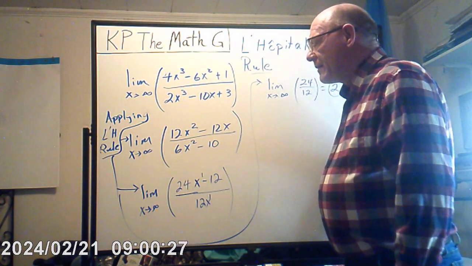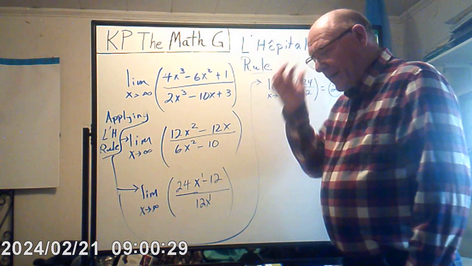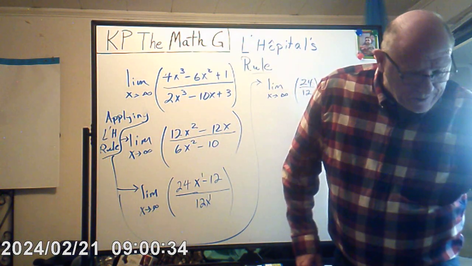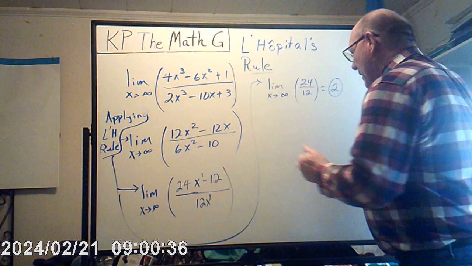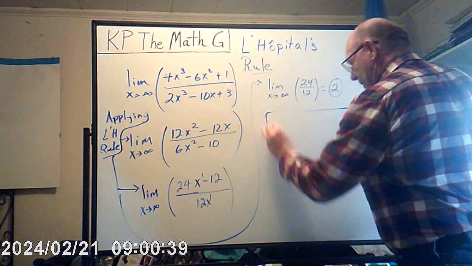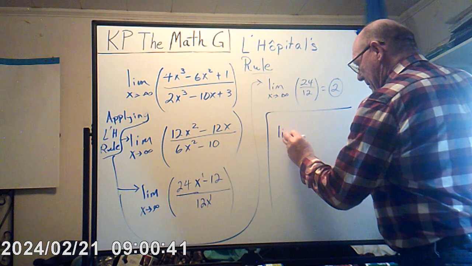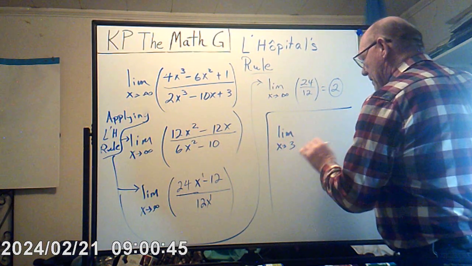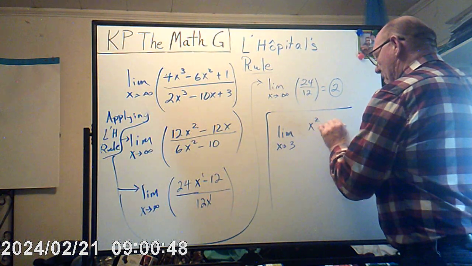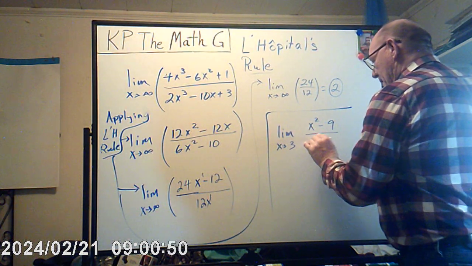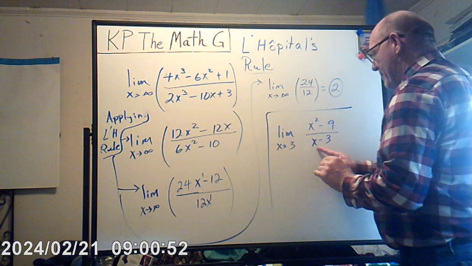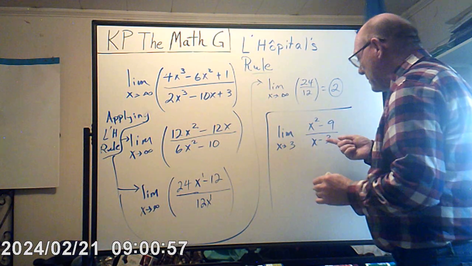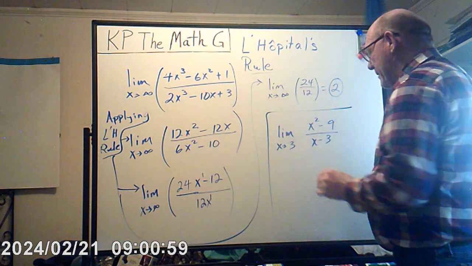So anyway, just keep in mind, let me show you something. Maybe if we have something like the limit as x approaches 3 of x squared minus 9 over x minus 3. We know that 3 minus 3 is 0. 3 squared is 9, and 9 minus 9 is 0.